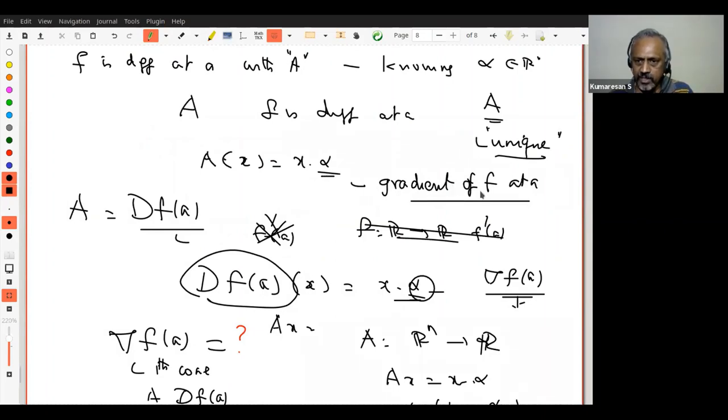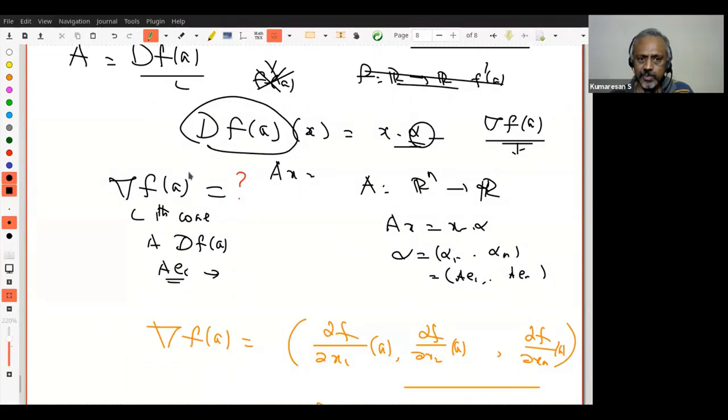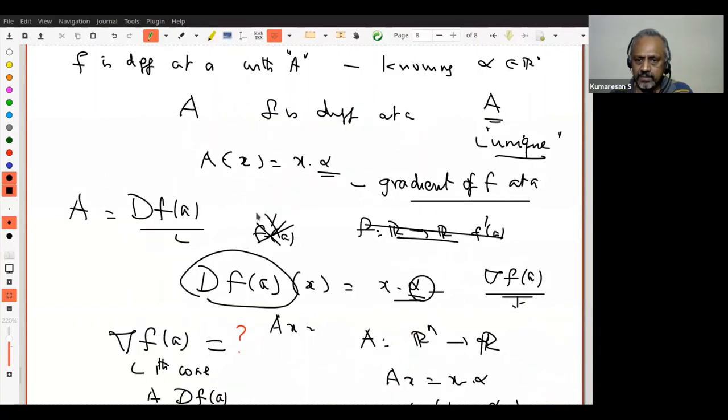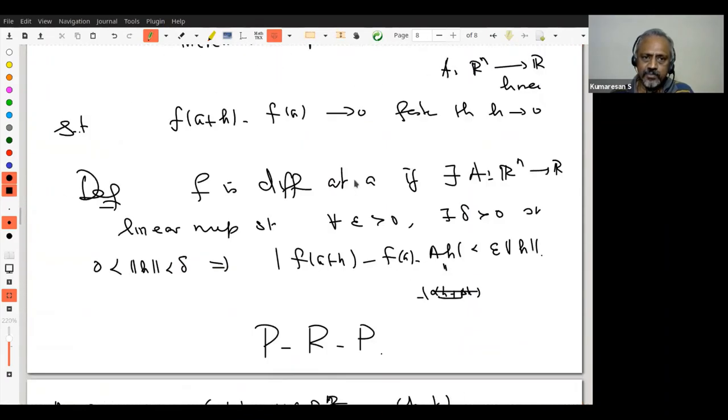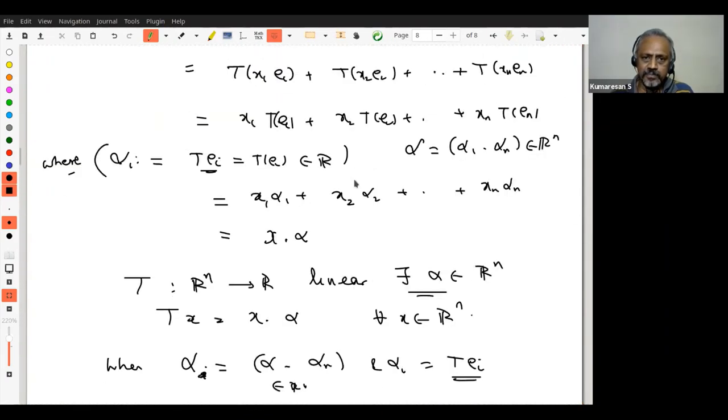That unique vector is called the gradient of f at a. This is the notation for this. Now the next question is, do I have an expression for the gradient of f at a? Right? Now let's go back. This is just alpha. To find alpha, I have to know what the ith coordinate is. From the first thing we already did very long ago, right?